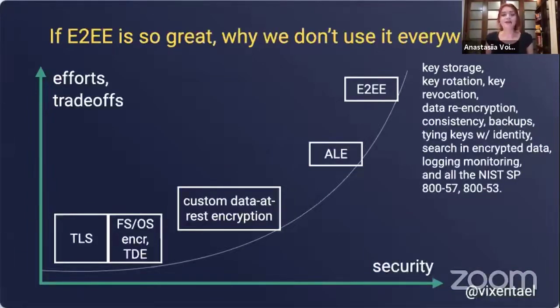I also like to say that application level encryption or end-to-end encryption are great until you think about key management. All the NIST special publication 800-57, all the key management process, because often when we think about encryption, we think about key management, we think about key generation, key derivation, right? But there is much more than that. Key storage, obviously.